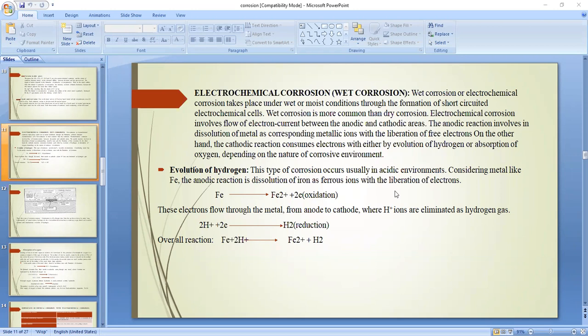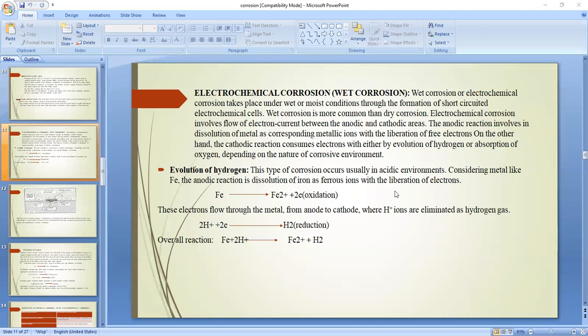The reasons why we call wet corrosion electrochemical corrosion are, one, when the conducting medium is in contact with the metal, and the other reason is when two dissimilar metals are connected together and are exposed to the conducting medium. So these are the two reasons why we call wet corrosion electrochemical corrosion.